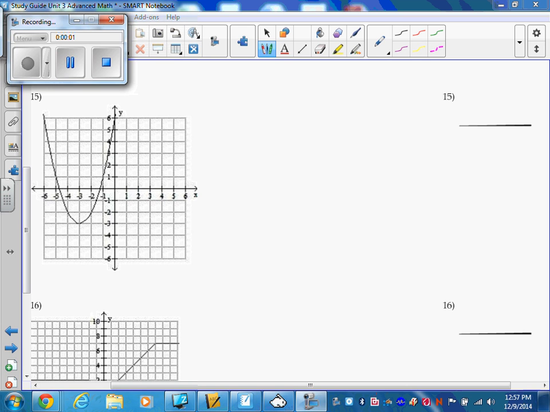Continuing with part 2 of our study guide. We're going to pick up on 15. I did go through on your test before I turned it in to be sure that each of the arrows were there.